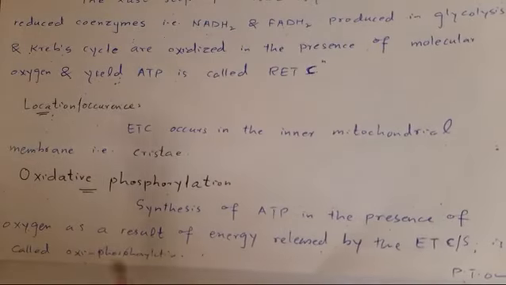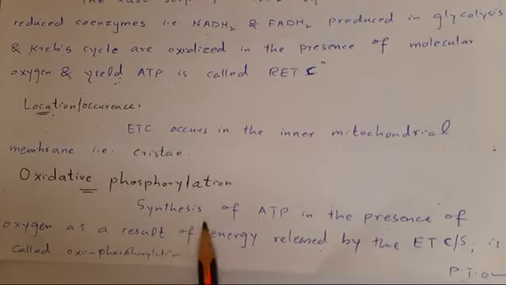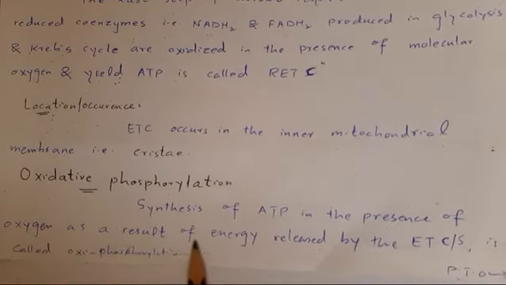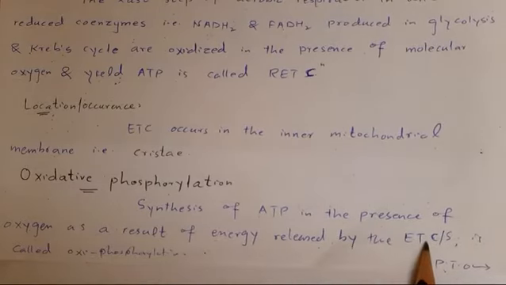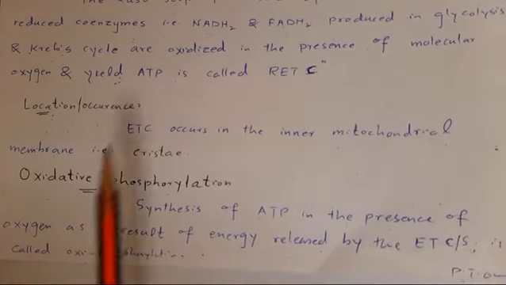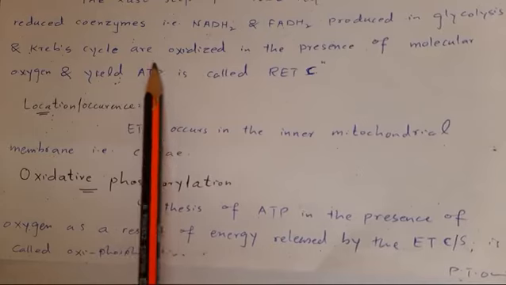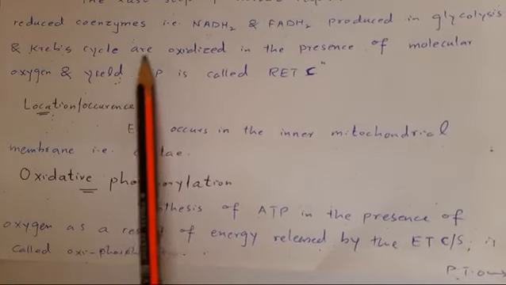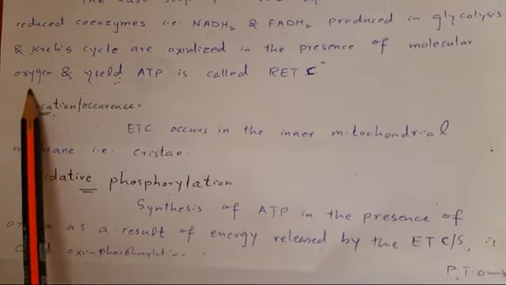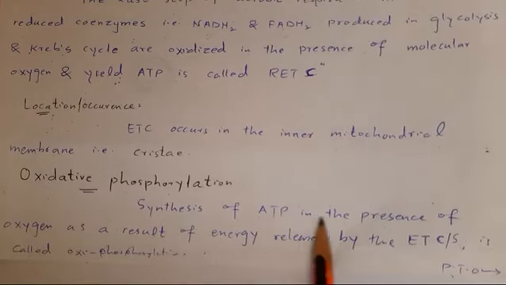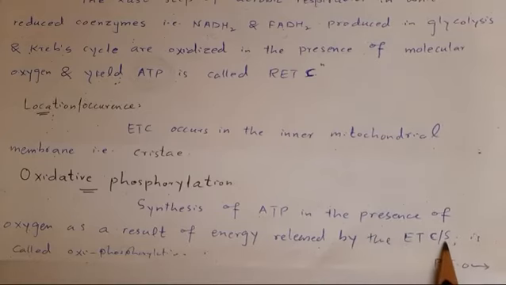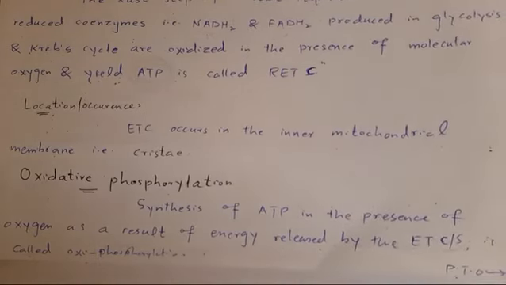And what is oxidative phosphorylation? The synthesis of ATP in the presence of oxygen as a result of energy released by the electron transport chain or system is called oxidative phosphorylation. As you studied in the definition, in the electron transport chain ATP is synthesized, and this process occurs in the presence of molecular oxygen.